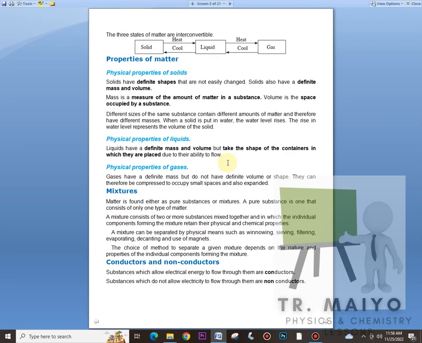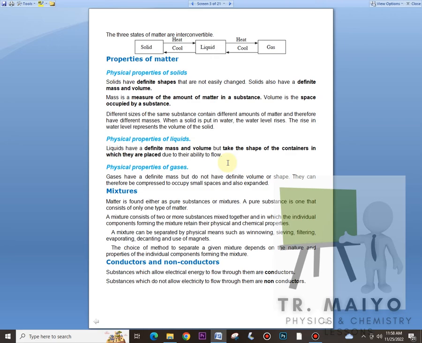I will not dwell here so much, simply because after this topic, the next topic would be a topic on separation of mixtures. That is where we will discuss all this. But now we are just reviewing it.